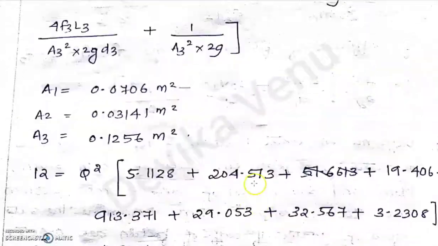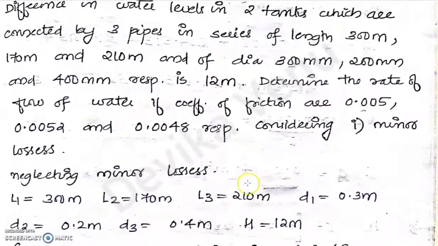And what is the second part? This was the first part, considering the minor losses. Along with the head loss due to friction, which is a major loss, I have also considered minor losses in the first part. The second part is by neglecting the minor losses, so you don't have to consider the entrance.